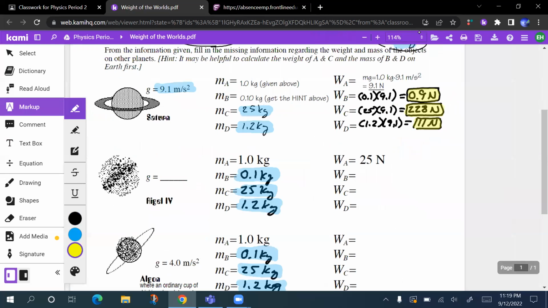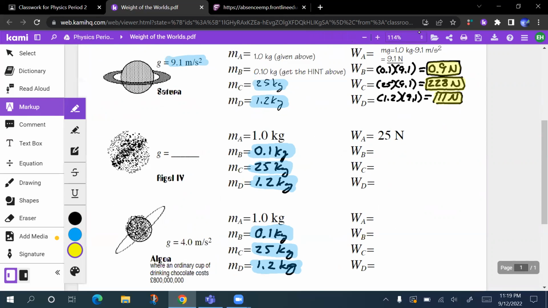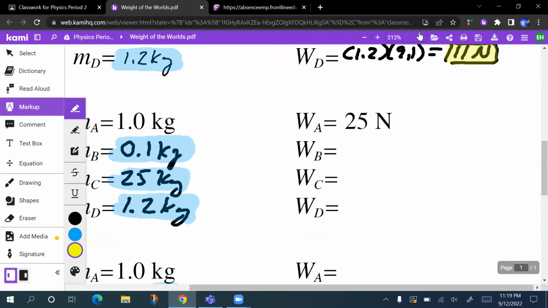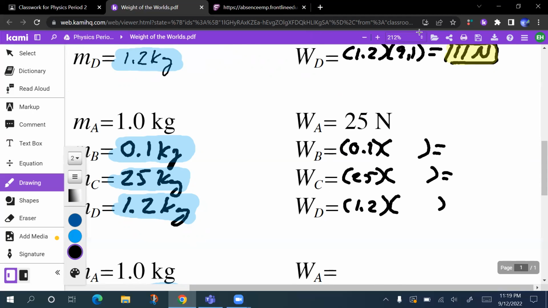Now you'll notice in the next planet, Regal 4, we've got all the masses, and we have the weight of object A, but we can't figure out the rest of the weights because we don't have g on this planet. Because remember, we have to go mass times g, and I don't know what g is yet. So we're going to have to figure that out first. I'm plugging in some stuff to get ready for the calculation: we're going to take that same mass, but times a different g.